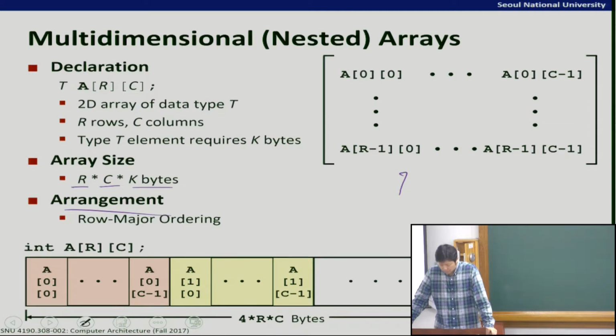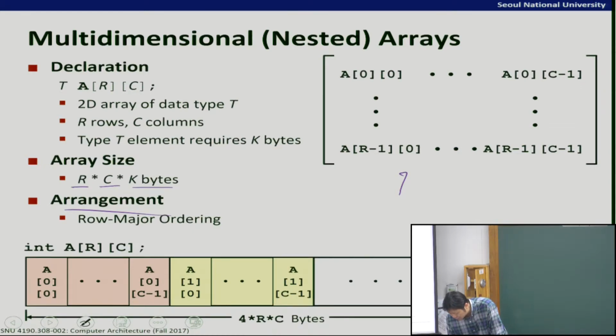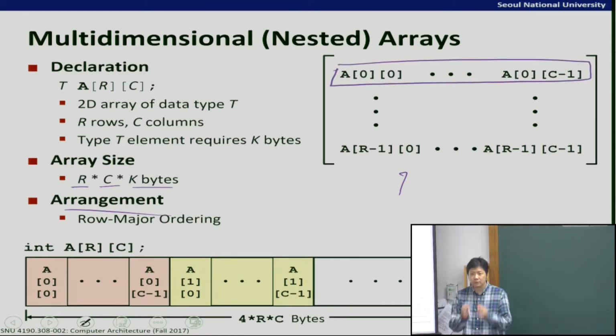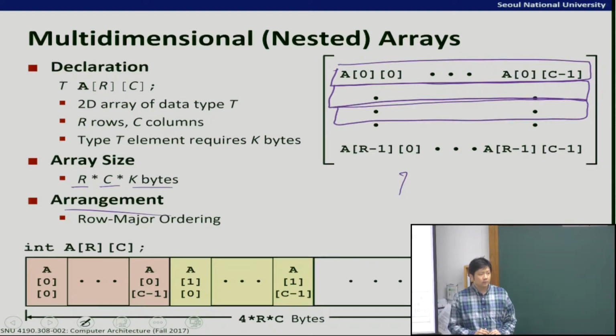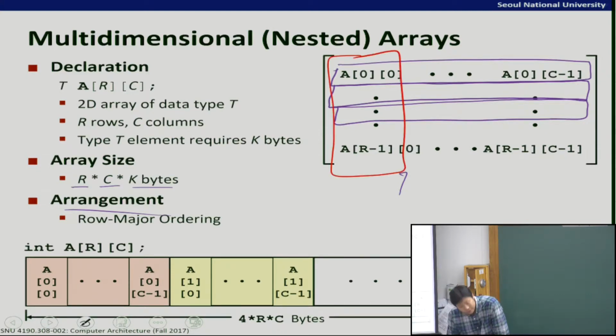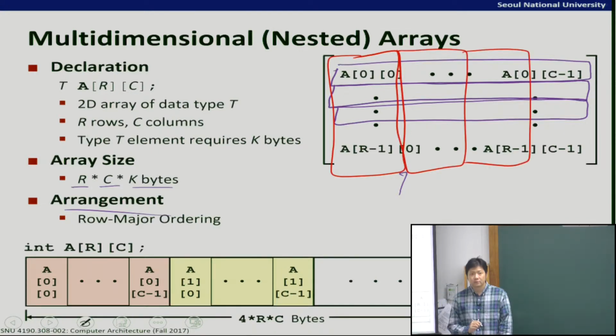So row major ordering means that if you have a two-dimensional array, something like this, then we put the first row first, followed by the second row, followed by the third row, and so on. Okay? Then what's the opposite of row major? The opposite of row major is column major. In a column major ordering, you place the first column first, followed by the second column, followed by the third column, and so on, right?